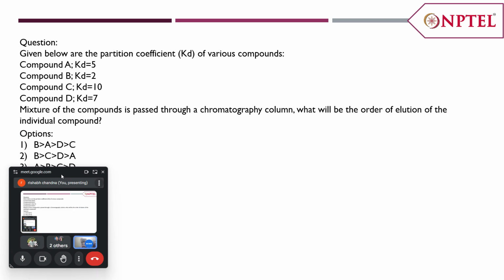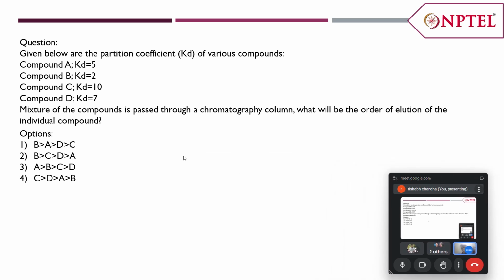So the question is, given below are the partition coefficients of various compounds. So there are four compounds with different partition coefficients: A, B, C, D, which have a partition coefficient of 5, 2, 10, and 7 respectively. A mixture of these compounds is passed through a chromatography column. What will be the order of elution of the individual compounds? Can anybody guess?